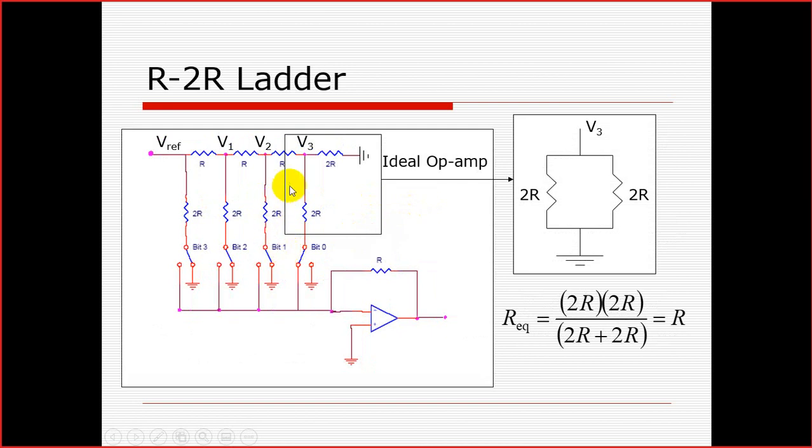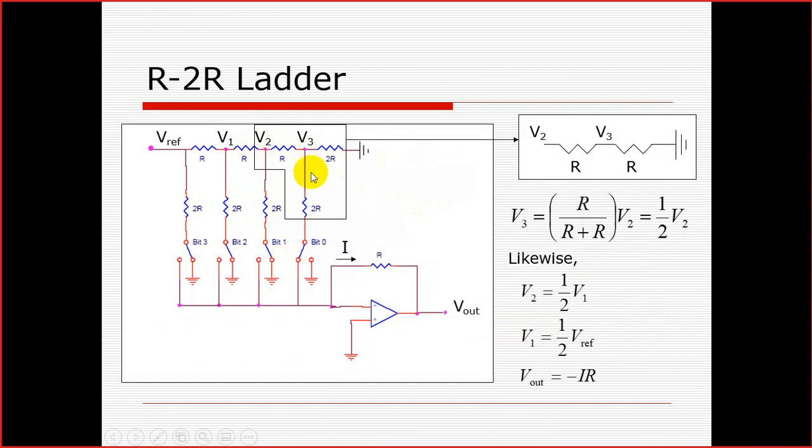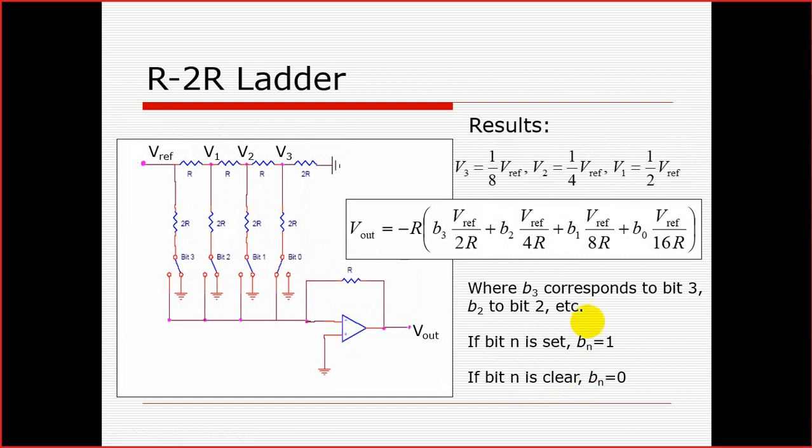If you do the simplification, first simplify this portion of the diagram and you get this equivalent resistor. Then you extend your circuit, simplify the next portion, and likewise, V out equals minus I R. If you do the calculation, this is V3, V2, V1, V reference. V3 is 1 by 8 V reference, V2 is 1 by 4 V reference, and V1 equals 1 by 2 V reference. Finally, if you calculate the formula of V out, it becomes like this, where V3 corresponds to V3, V2 corresponds to V2, etc.